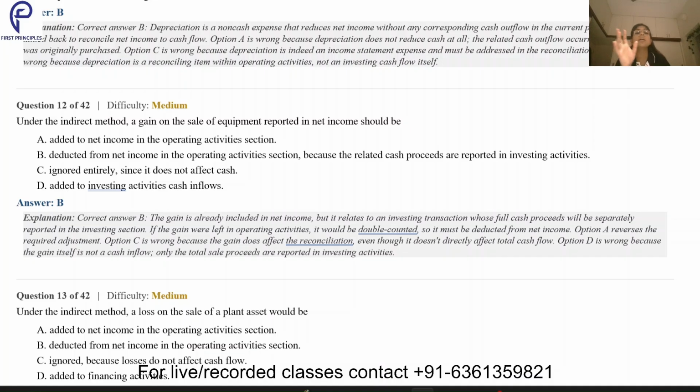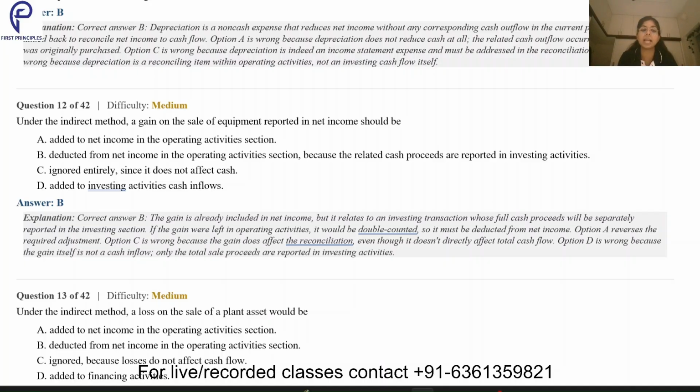So that is why, let's see option A, B, C, D. Which one is the correct answer? Option A, added to net income in the operating activity section. Is it reported in the operating activity? No, not at all. So that is not the correct answer. Option B, deducted from net income in the operating activities section because the related cash proceeds are reported in investing activities. Yes, this is the explanation which I have already given. So that's why option B will be my correct answer.